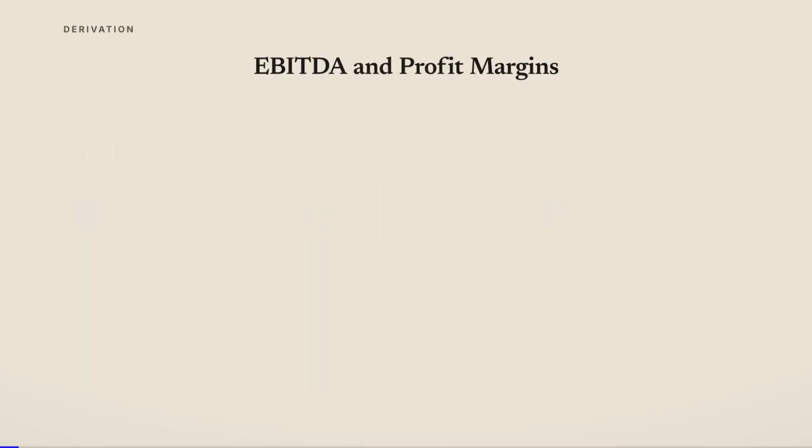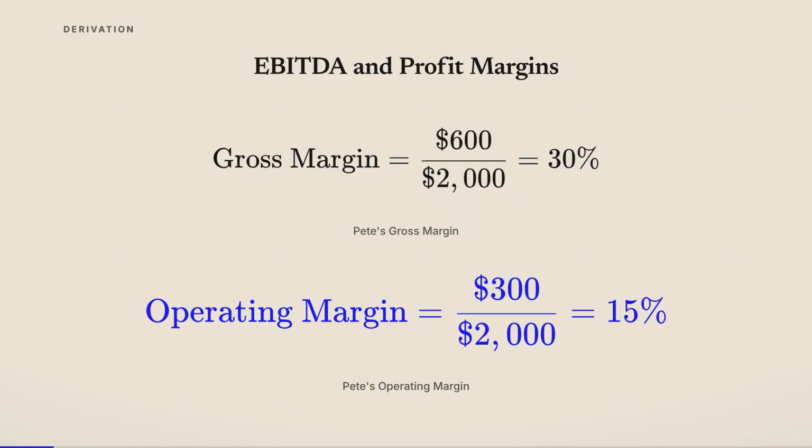To compare companies more fairly, analysts often look at EBITDA, earnings before interest, taxes, depreciation, and amortization. EBITDA is calculated by taking EBIT and adding back non-cash expenses like depreciation. It's a pure look at operational earnings. We also use margins to measure efficiency. Gross margin is gross profit divided by revenue, showing how much we keep after direct costs. For Pete's Pizza, with a gross profit of $600 on $2,000 in revenue, that's a 30% margin.